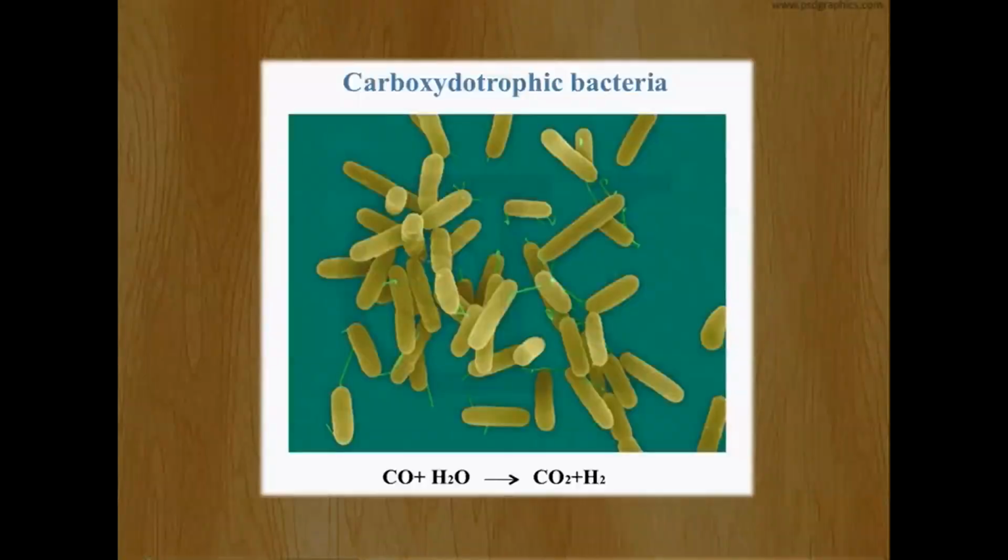Besides methanogenic bacteria, there is another group of bacteria known as carboxydotrophic bacteria, an example of which is Pseudomonas carboxydoflava. Now this Pseudomonas carboxydoflava converts carbon monoxide to carbon dioxide. Carbon monoxide is a highly poisonous gas emitted by automobiles, and when it enters the respiratory system, it combines with the cytochromes. Thus this carboxydotrophic bacteria converts it to carbon dioxide.